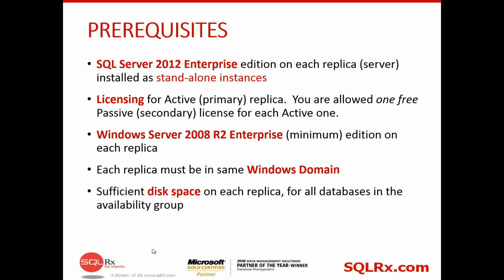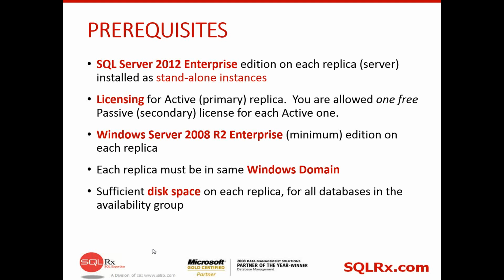Licensing is a little different with AlwaysOn. For every active license that you purchase, you're allowed one free license. So let's take an example. Let's say you have one primary replica and 4 secondary replicas. So you have a total of 5 machines in your AlwaysOn group.